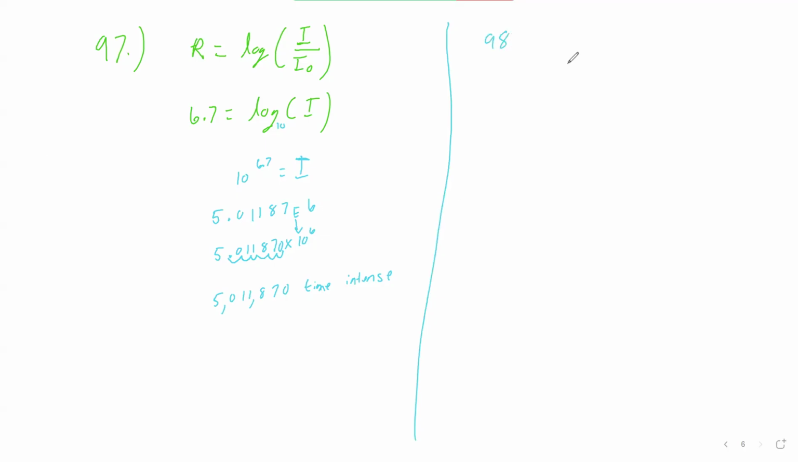With 98, you're asked how much stronger was the 2001 Gujarat earthquake, which is 6.9 on the Richter scale, than the 2019 earthquake described in 97. So basically what we have here is an actual intensity comparison. What we'll do is log of the one you're comparing to, which is the 6.9, divided by the one you are looking at, which is the first one, 6.7. So in this case, this ends up being the I0, and this ends up being the I. Then all you have to do is plug that into the calculator.